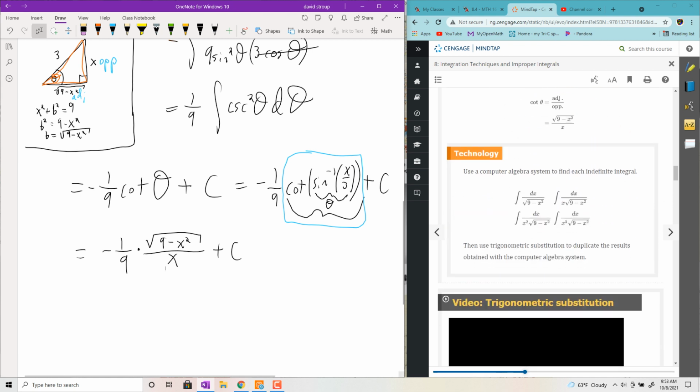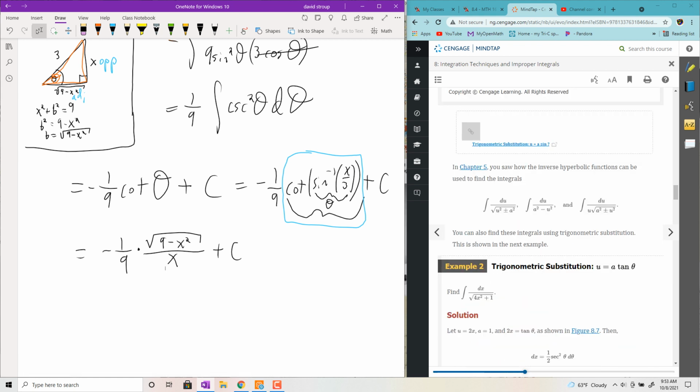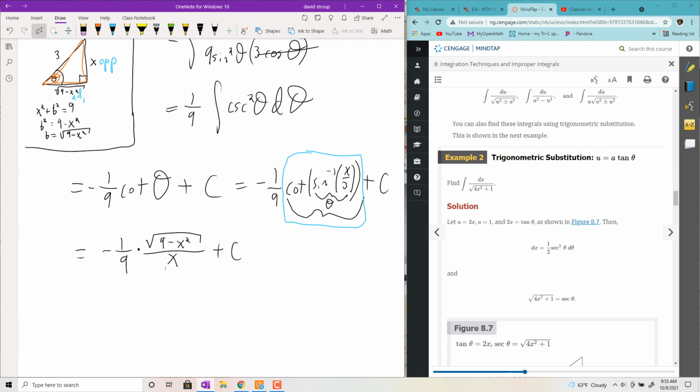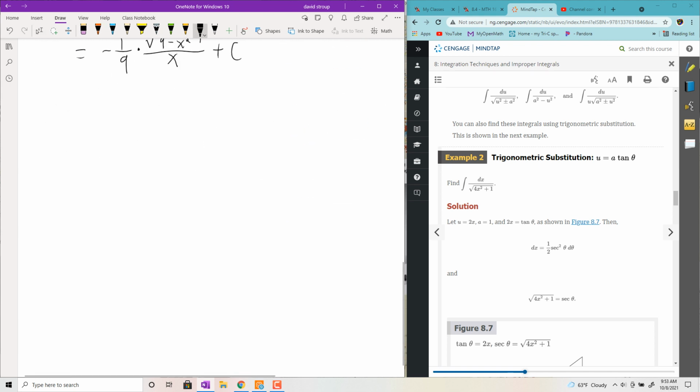Okay, let's move on to another example. This time a trig sub with tangent. So we're looking at example 2. Let's make this one the video quiz. This is the last video quiz in video quiz set number 4. So this is our 8.4 problem. It's example 2 from the book.